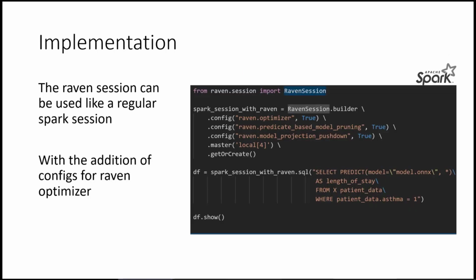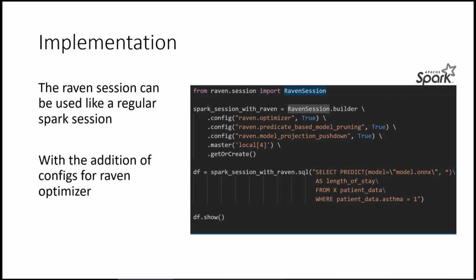And so in code, this is what it looks like. Running Raven is very similar to Spark, except we add a few configs that you can set. So here I have config for the rules, so I can turn on predicate-based model pruning or projection pushdown. And then I can use Spark as I would typically. It's a very easy transition for users to get to play around with Raven.